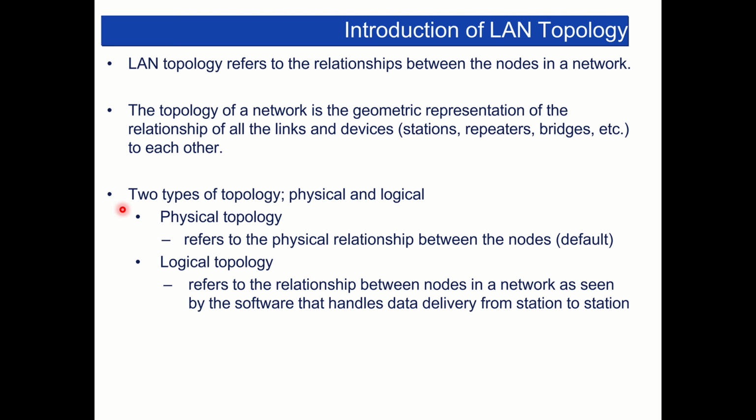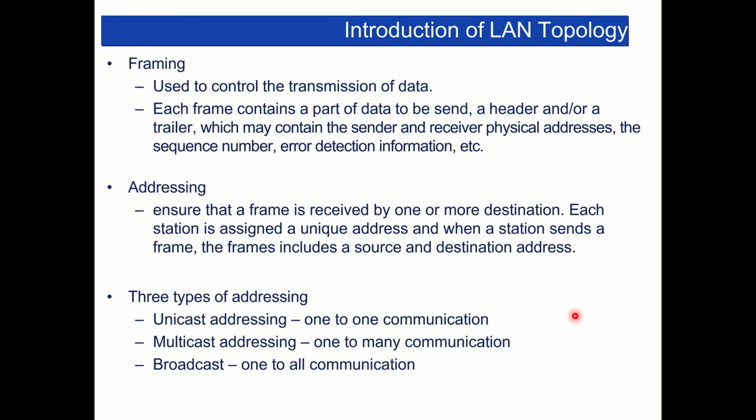Okay, so there are two types of topology. The first one is physical, and the second one is logical. So the physical topology refers to the physical relationship between the nodes, and the logical topology refers to the relationship between nodes in a network as seen by the software that handles data delivery from station to station, or from one end device to another end device.